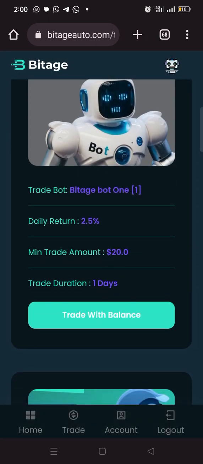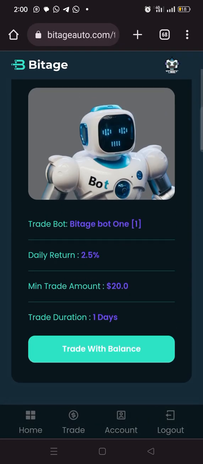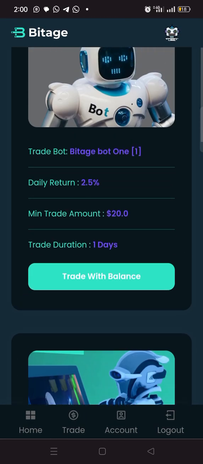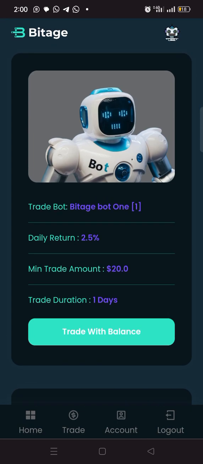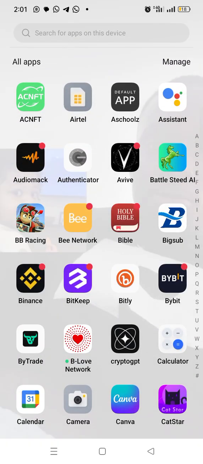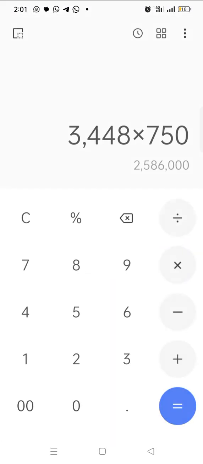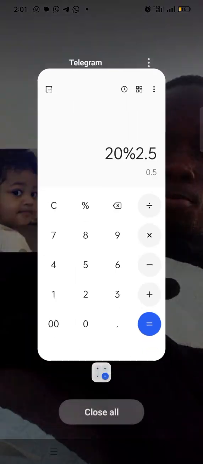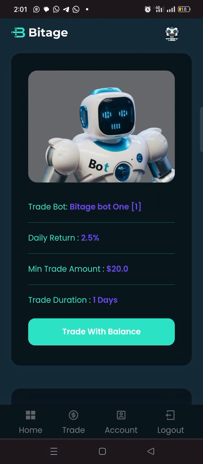Now I want to try it for 24 hours, that is a day. So that is what I want to try it for. I'm going to get 2.5%. How much is 2.5% of $20? 2.5% of $20 should be around 0.5. So I'm going to earn $0.5.